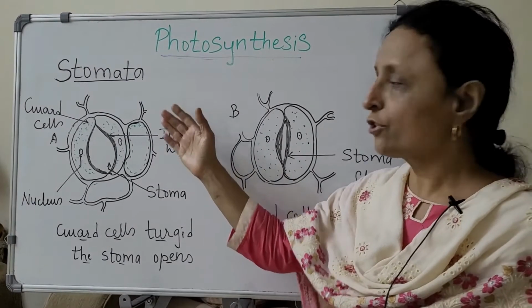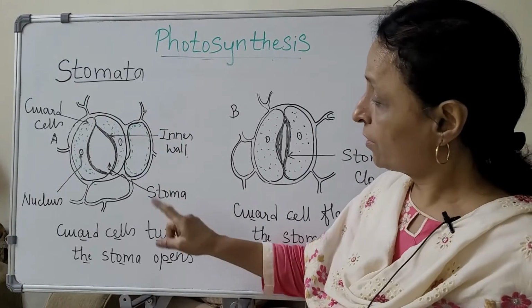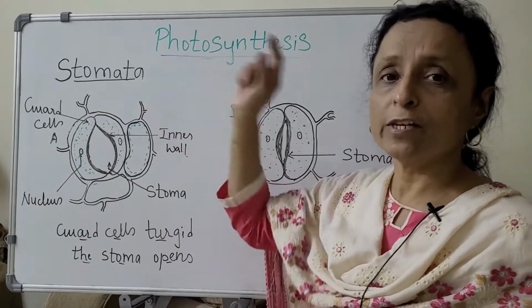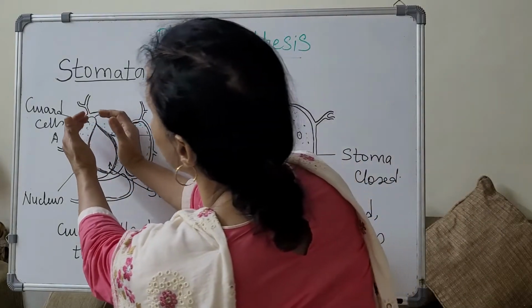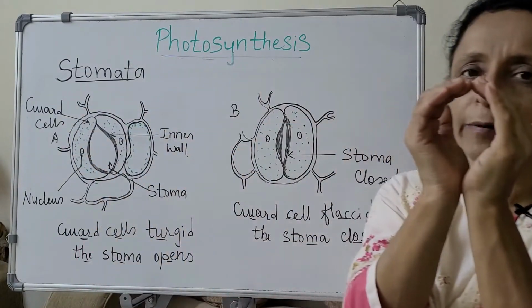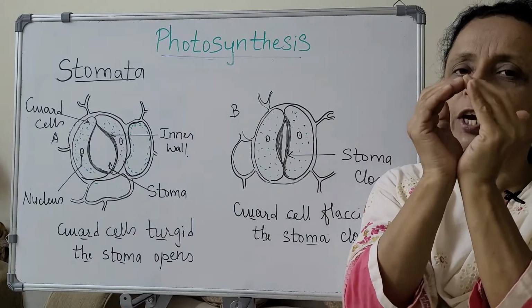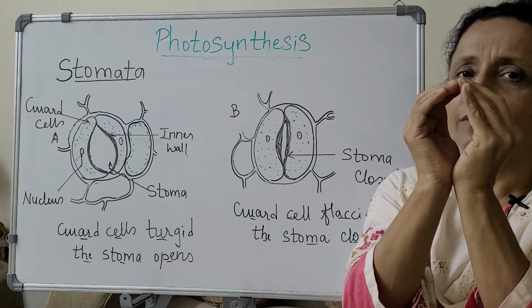Now this is the structure of stomata. Singular is stoma and plural is stomata. They are made up of two bean-shaped guard cells.